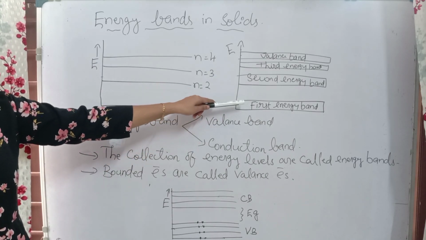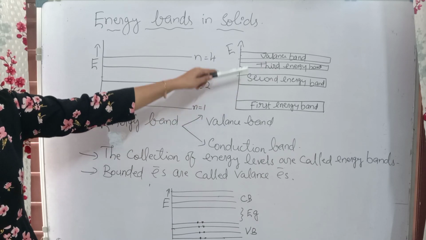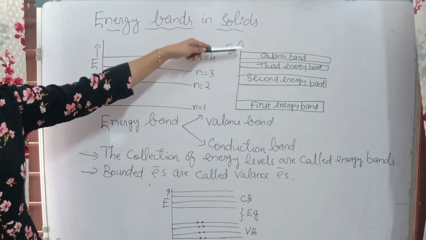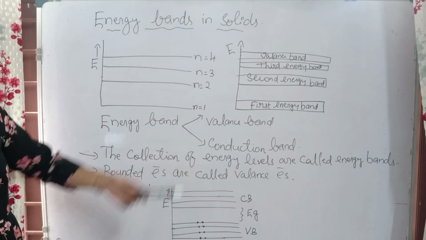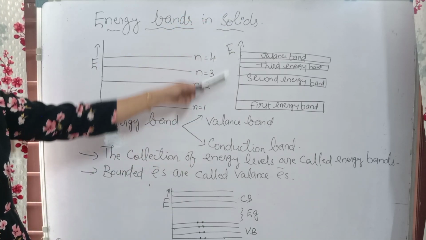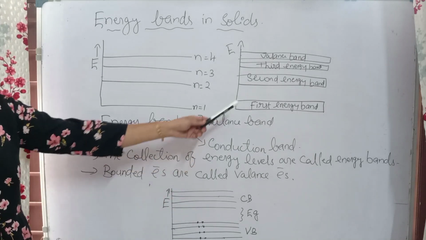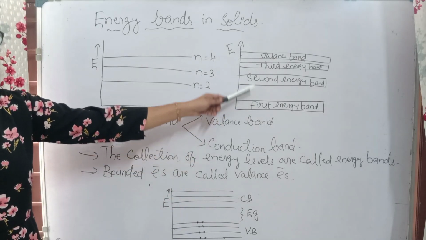So here we can see first energy band, second energy band, third energy band, and then valence band, and above that we can see conduction band, like that. Okay, so here we are taking this energy along y-axis, and this band will be formed like this.